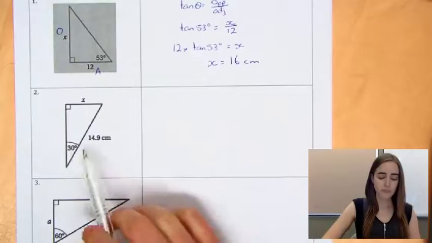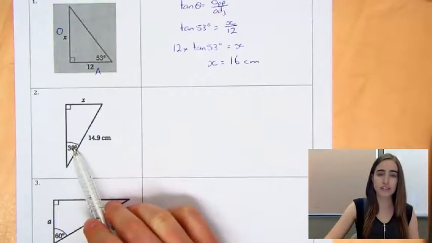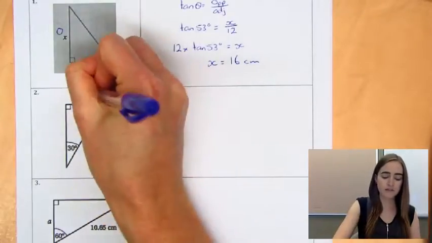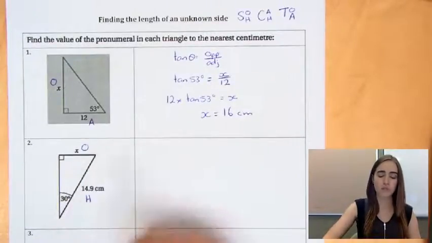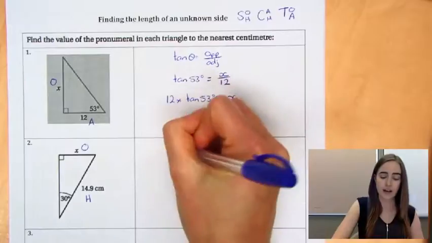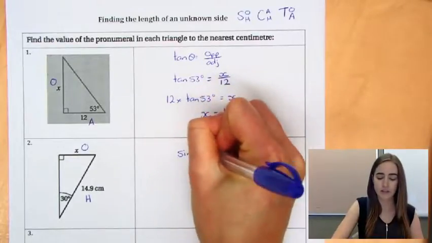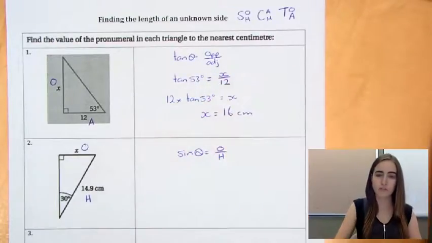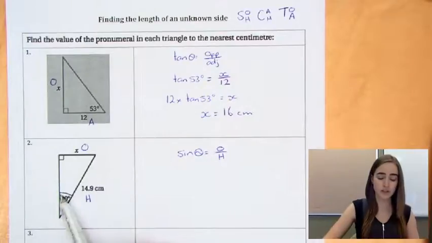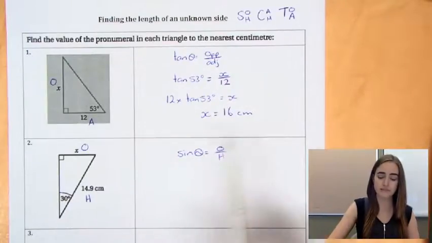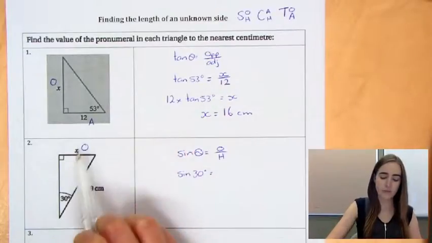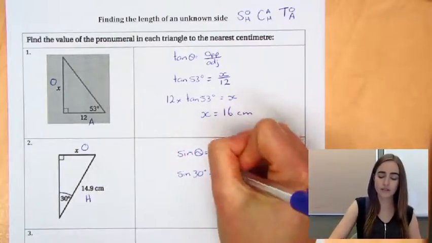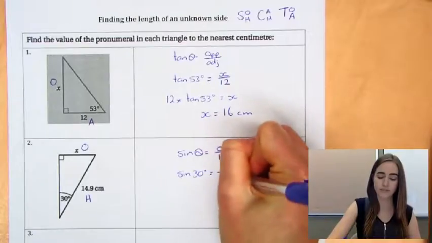So our next one, we've got this 30 degrees here. We've got our opposite side and we've got our hypotenuse. So opposite and hypotenuse is sine. So we're going to have sine theta is opposite over hypotenuse. And then fill in what we know again. Our 30 degrees is our theta this time. We're going to have sine 30 is opposite over hypotenuse, so x over 14.9.